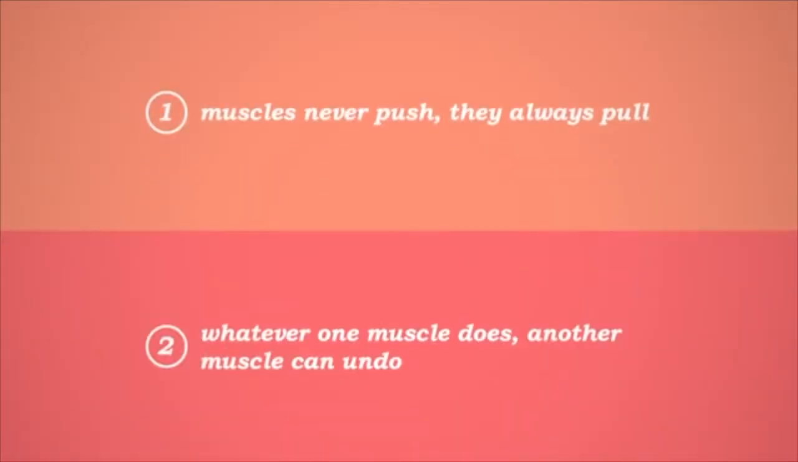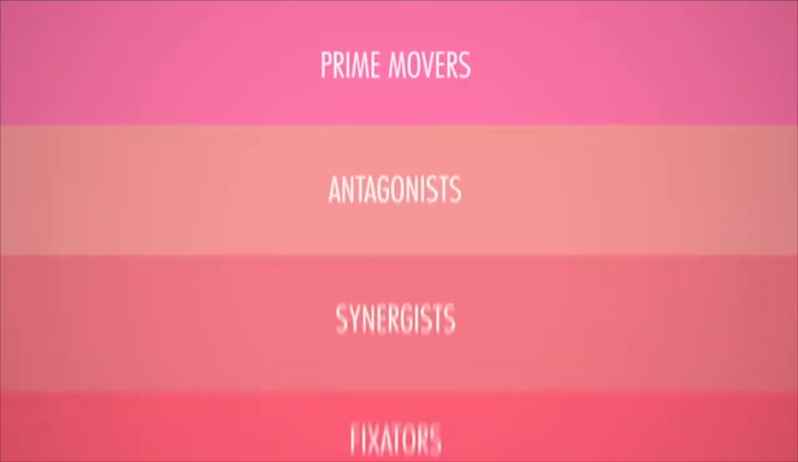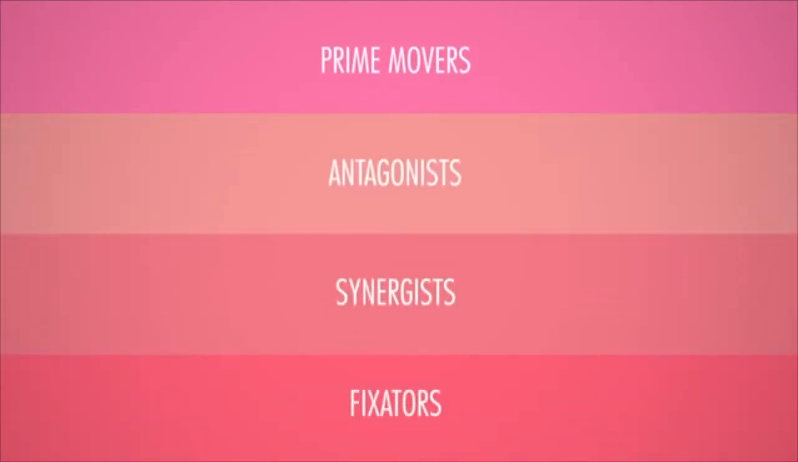Every single movement that your skeleton makes uses the very same principle, whether you're hammering on an anvil or lifting your pinky to sip a cup of tea. So that's the first thing. The second big thing to remember about skeletal muscles is that whatever one muscle does, another muscle can undo. You can generally classify skeletal muscles into 4 functional groups depending on the movement being performed.